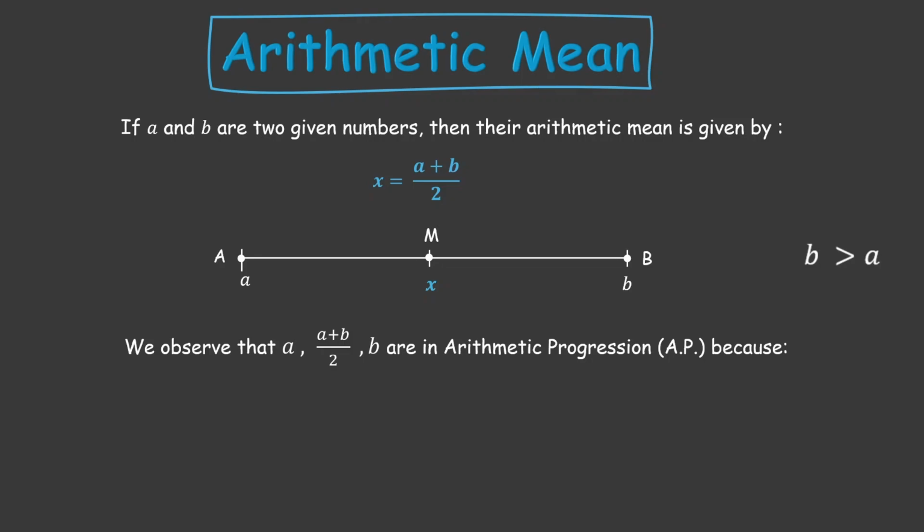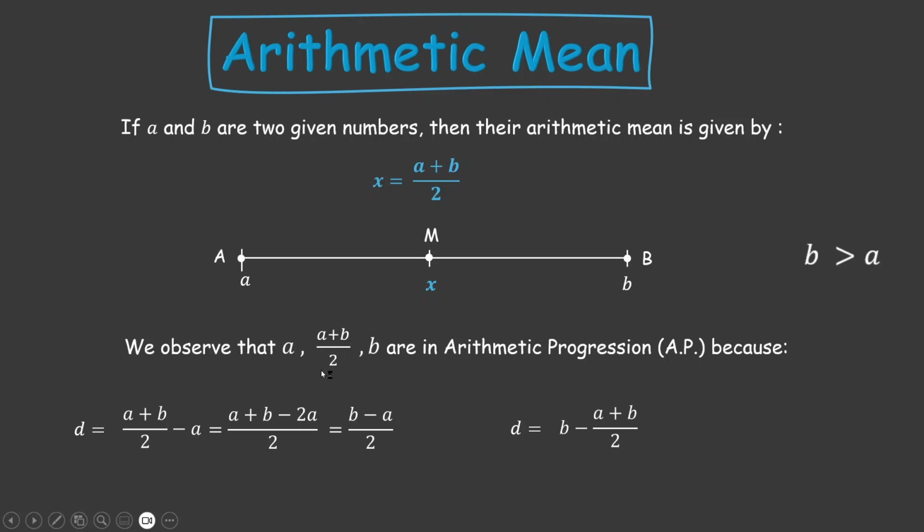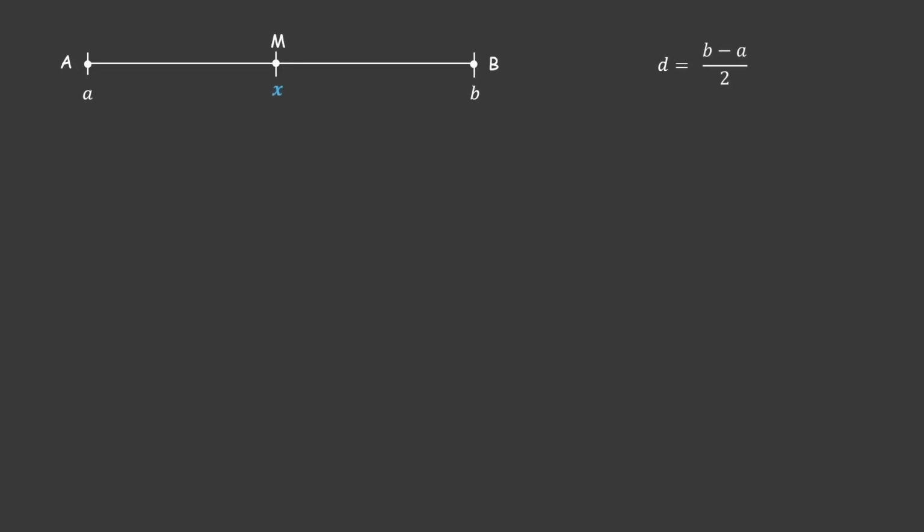Let us still find the difference. The difference between the second term and the first term is (a + b)/2 minus a, which is (a + b - 2a)/2. That's (b - a)/2. Let us also find the difference between the third term and the second term. It's b minus (a + b)/2, which is (b - a)/2. So, we see that the difference is (b - a)/2. You'll also note that the length of AB is b minus a.